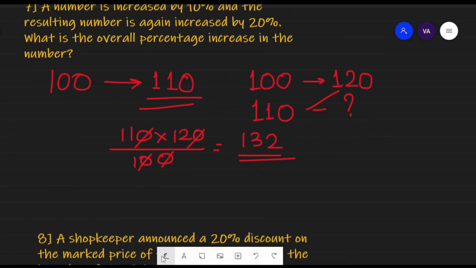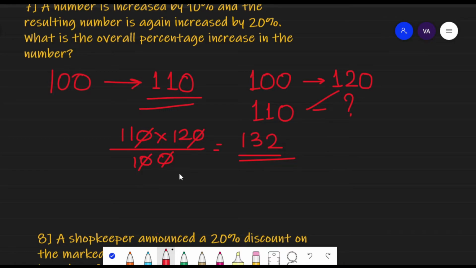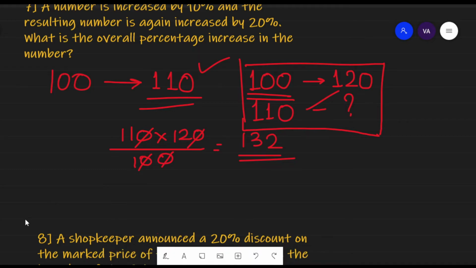So this is how we have taken the successive increases. So first we will increase the number by 10%, and this number we will see how it is increased by 20% just by writing in this way. For 20% we can write that the original number 100 increased to 120. So 110 will increase to how much? Very easy.